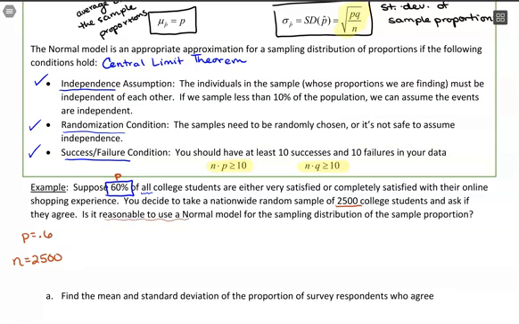All right, to know whether or not we can use our normal model, that's where we check the central limit theorem. So what we're going to do is check independence, randomization, and success/failure.